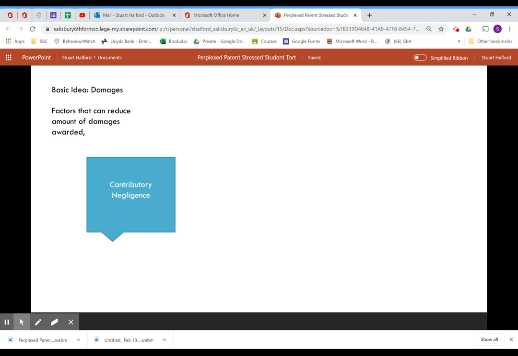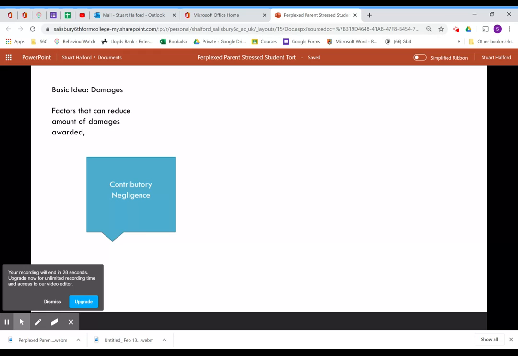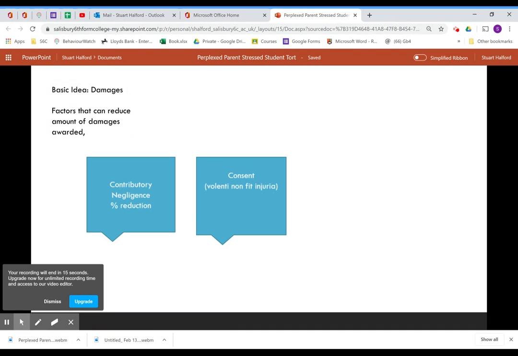There are a couple of things that can reduce the amount of damages awarded or give a complete defence, so no damages are payable by the defendant. So factors like contributory negligence give a percentage reduction anywhere from 1% up to 99%, and consent, or volenti, gives a complete defence. So did the defendant know what they were doing? Had they got free choice? And did they voluntarily accept the risk?